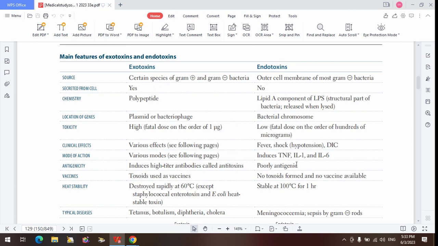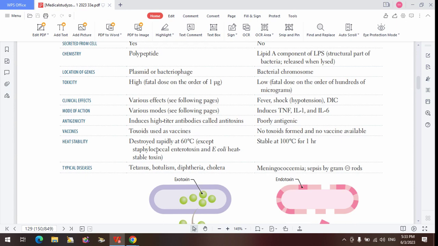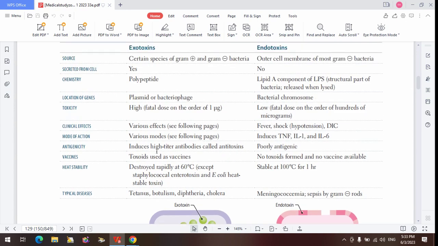The mode of action of endotoxin is due to release of TNF, interleukin 1 and 6. That's it. So we are going to see them very well. The antigenicity, so we've said it already, because they are polypeptides, they are proteins, they can induce formation of antibodies, so you can produce high titer antibodies that we call antitoxin. So that's why for tetanus exotoxin, you can have antitoxin against it. Diphtheria, you can give antitoxin against it. The endotoxins are poorly antigenic, so you don't have antibody against it.